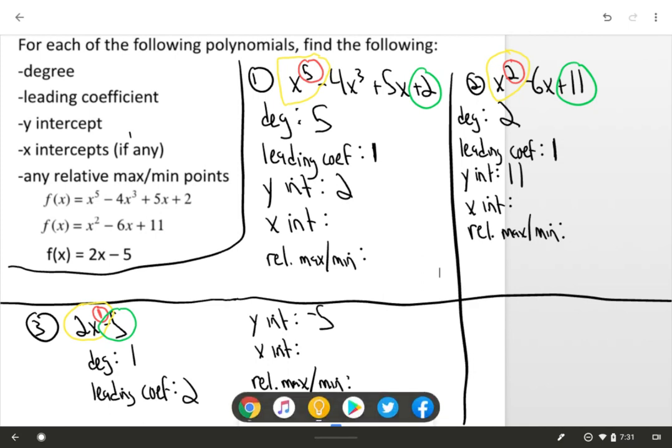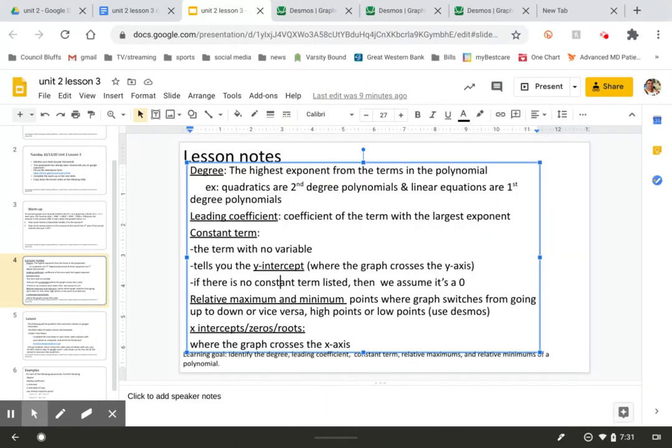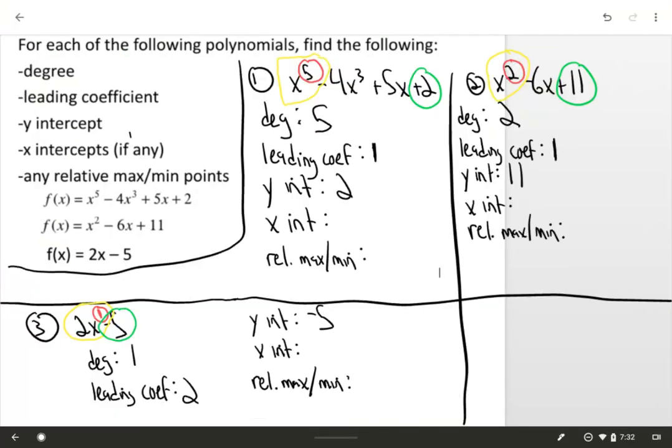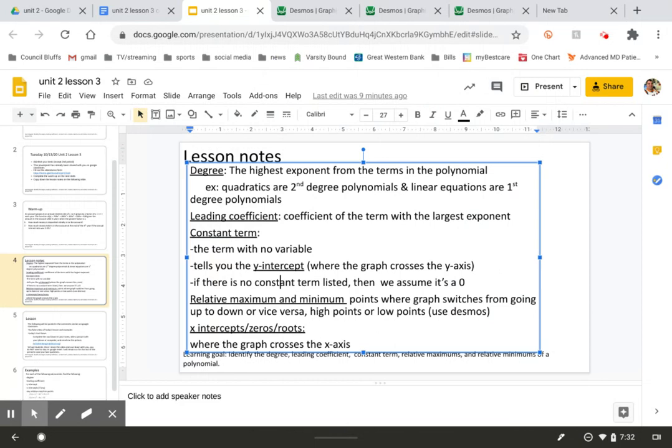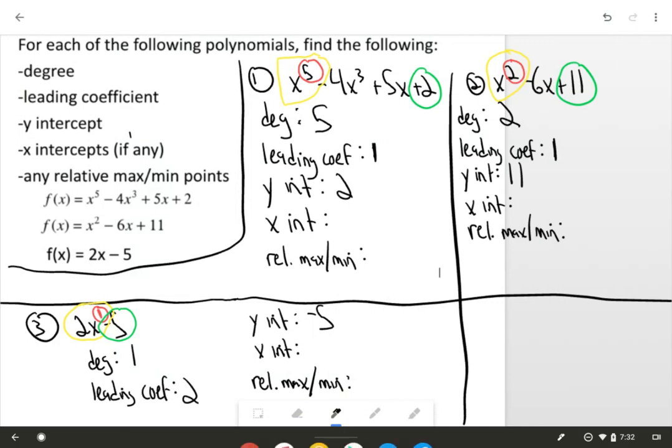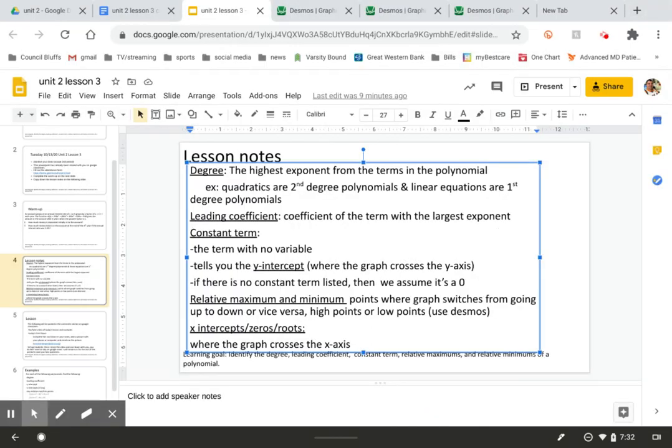Okay. X-intercepts. Where the graph crosses the x-axis. Now we can find those values if the polynomials are in factored form. In this case, the polynomials are not in factored form, so we are going to simply use Desmos. So for number 1, let's put number 1 into Desmos.